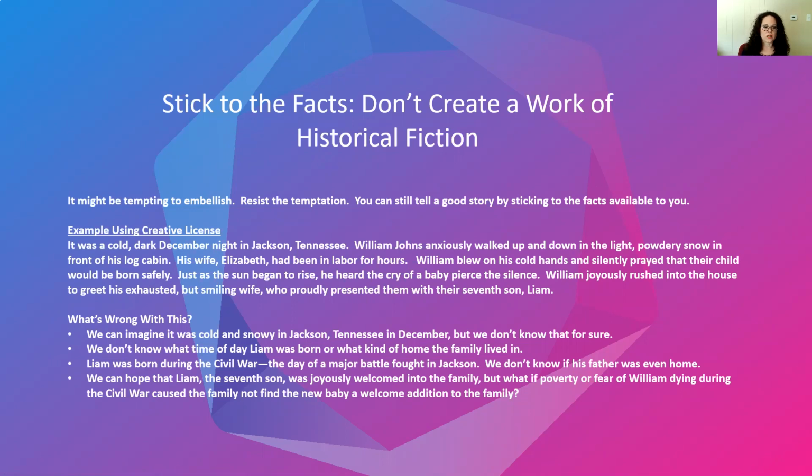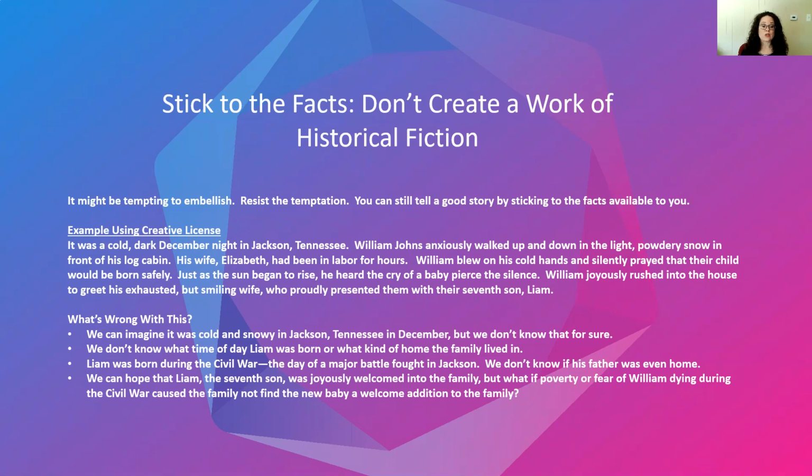It was a cold, dark December night in Jackson, Tennessee. William Johns anxiously walked up and down in the light, powdery snow in front of his cabin. His wife, Elizabeth, had been in labor for hours. William blew on his cold hands and silently prayed that their child would be born safely. Just as the sun began to rise, he heard the cry of a baby pierce the silence. William joyously rushed into the house to greet his exhausted but smiling wife, who proudly presented them with their seventh son, Liam.